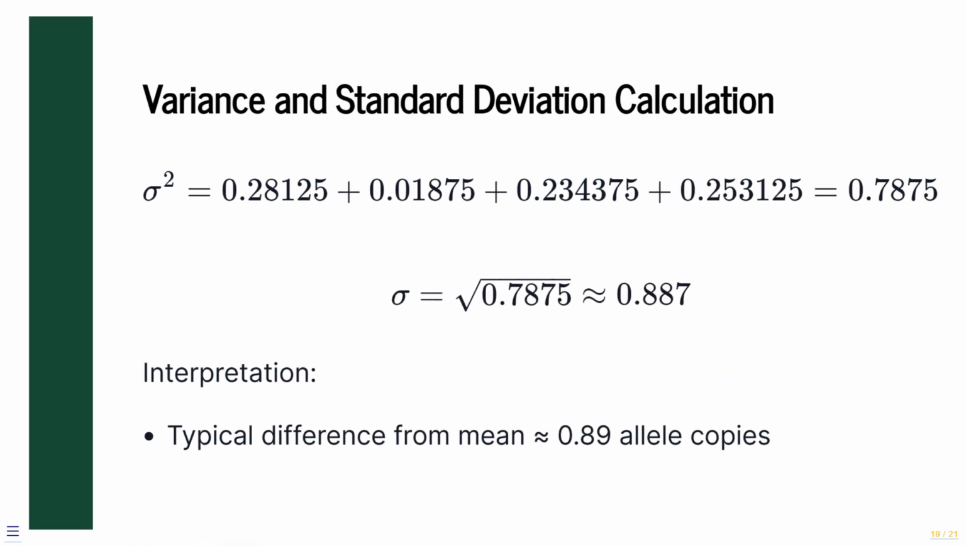Adding the contributions gives a variance of 0.7875. Taking the square root produces a standard deviation of approximately 0.887. This tells us that values of the random variable typically differ from the mean by about 0.89 allele copies. The standard deviation provides an interpretable measure of variability around the center.